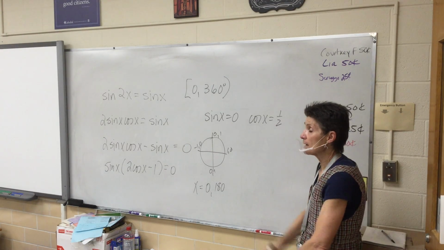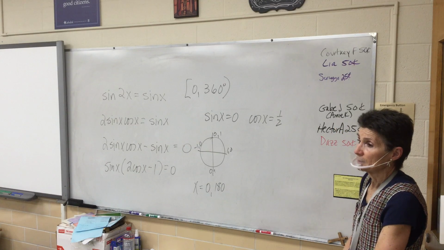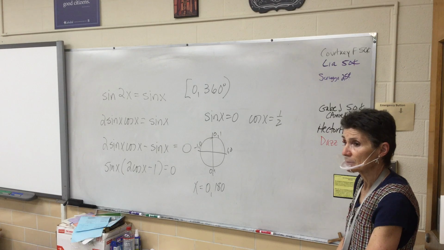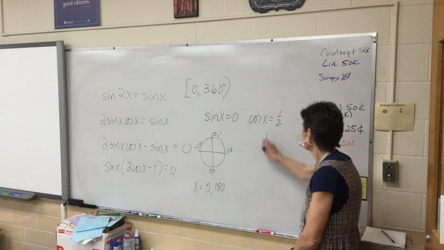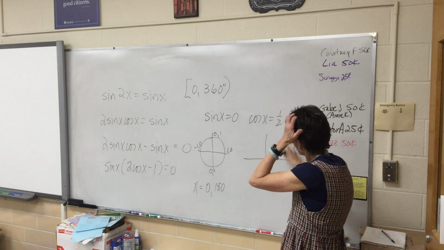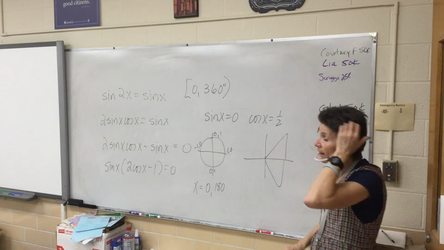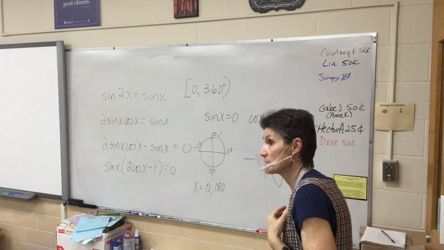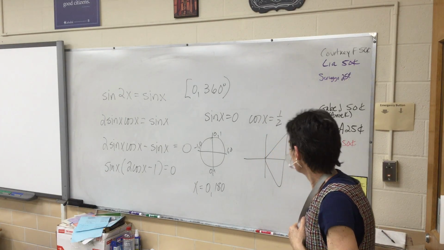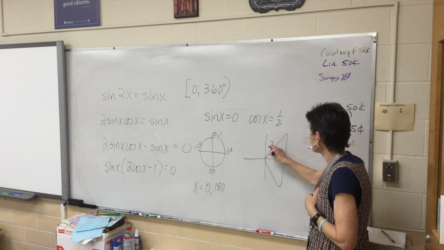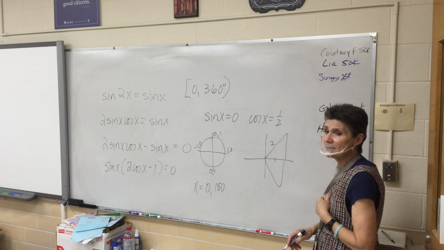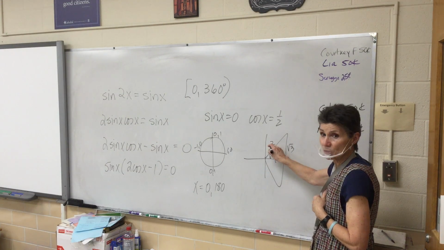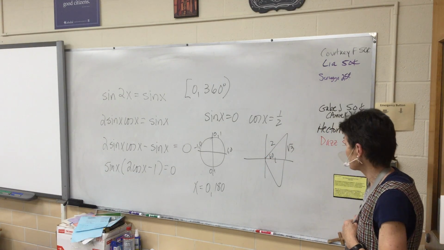Now, what about cosine 1/2? Well, where does that happen? In quadrant 1 and 4. How do I know? Cosine's x, and x is positive in 1 and 4. Cosine is 1/2. I heard somebody say 30. It's actually 60 because of where the 1 and the 2 are there. That's a 60-degree angle.